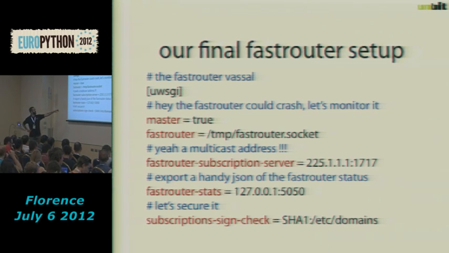And the other component is Fastrouter stats. It will bind to the socket you specify, and whenever you connect, you can use Telnet to that port, you will receive a JSON representation of the status of your Fastrouter, so all the subscribed instances, how many requests they have managed, and so on. The last part for enabling the secure subscription system is that one. You specify the digest algorithm you want to use and the directory in which to look up for domains.